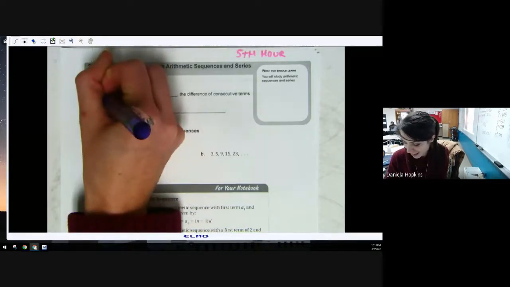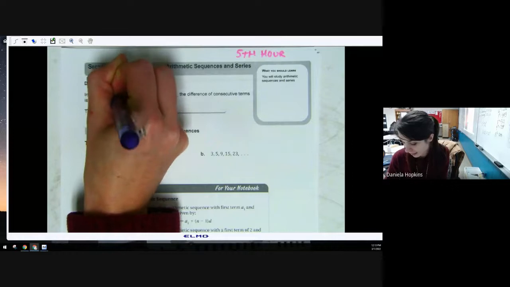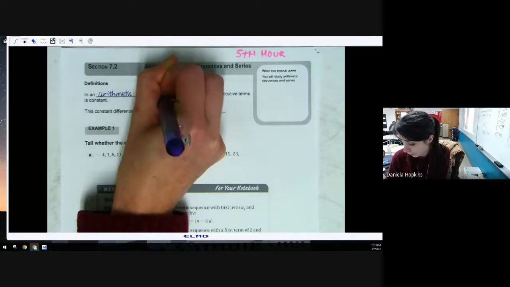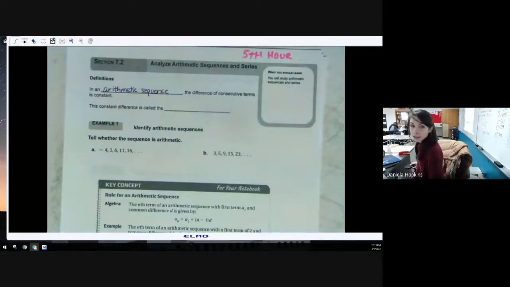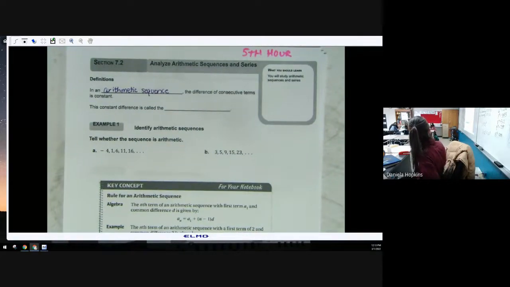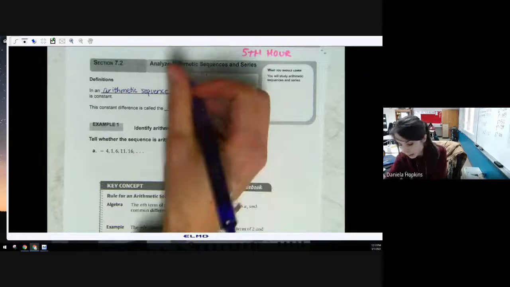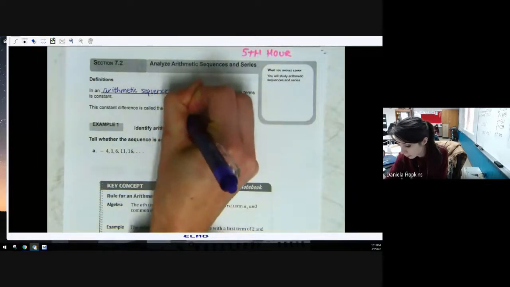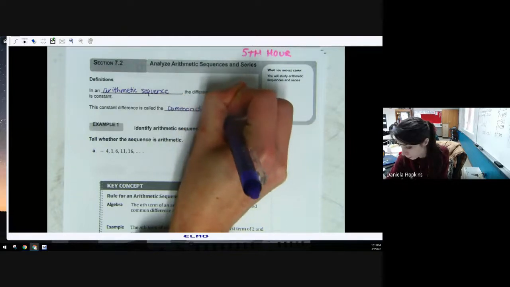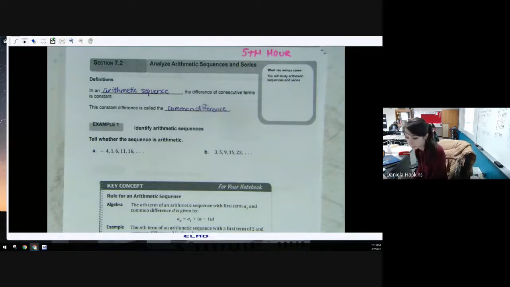So in an arithmetic sequence, the difference of consecutive terms is constant. Okay, so we actually saw some of these the last 2 days. We saw the one where we're like, oh, it's increasing by 5, right? Well, that would technically be an arithmetic sequence because it's a constant difference. The constant difference is called the common difference. Okay, we're just going to officially call it the common difference.